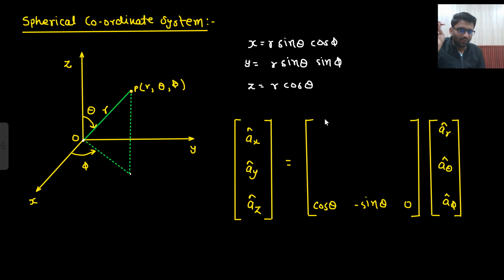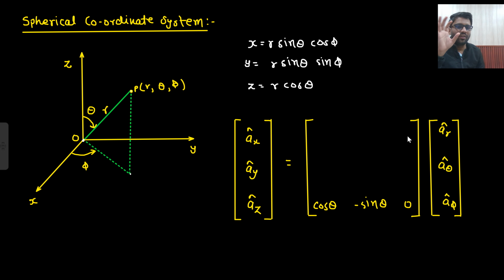Then here cos theta. Now what you will do? You will differentiate with respect to theta. So here will come cos theta cos phi, in the next cos theta sin phi, and then minus sin theta. Then you will differentiate with respect to phi. So here what will come? Minus sin phi. Here what will come? Cos phi, and then this will be 0.